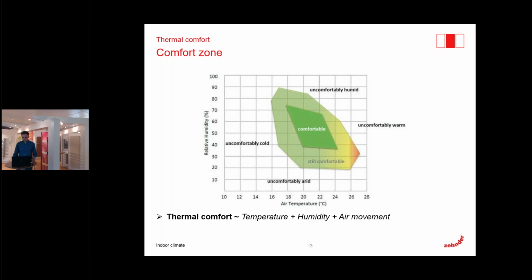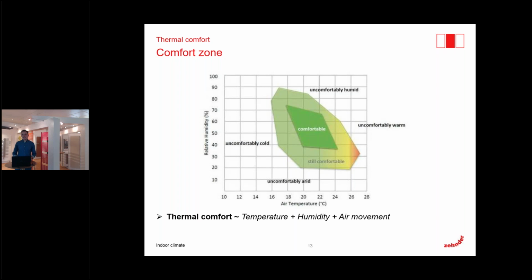And then we have the less green area around it where it's still comfortable. Here we are in a range from 18 to 26 degrees and the relative humidity from 30 to 70 or 80%. And if we are out of that region, it's seen as uncomfortably humid, uncomfortably warm, or uncomfortably cold, and so on. So you see, thermal comfort is dependent not only on the temperature, but also on humidity and air movement.